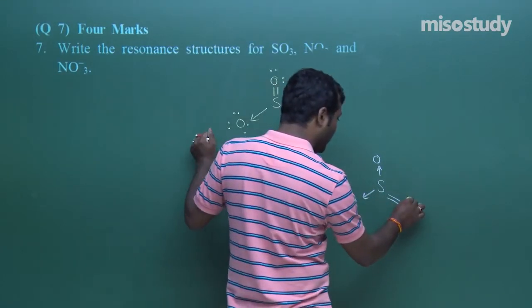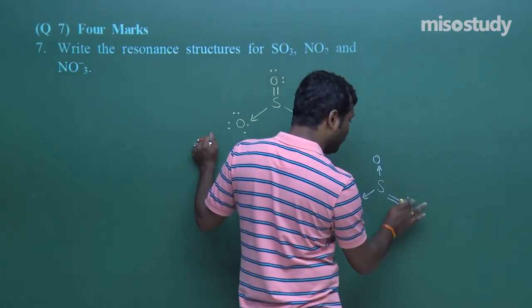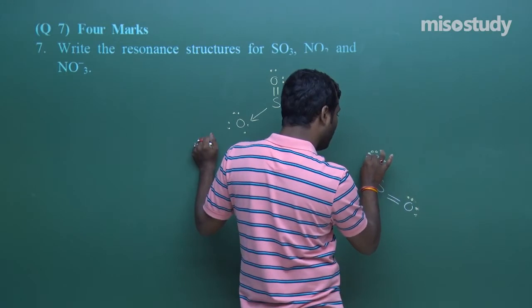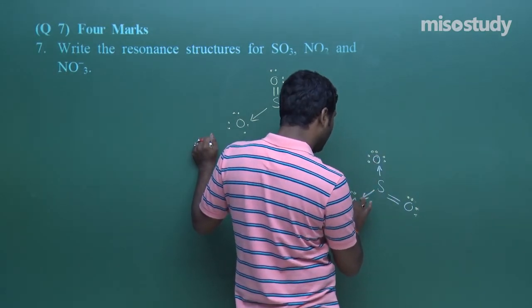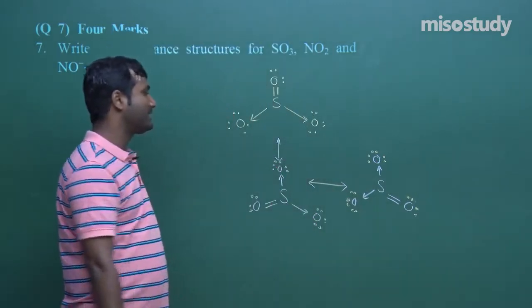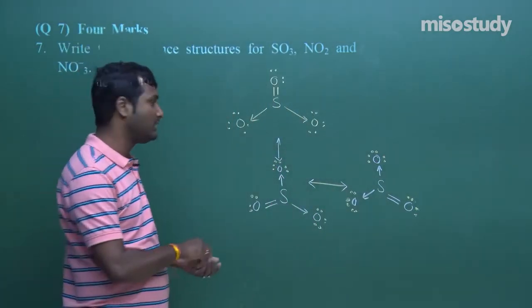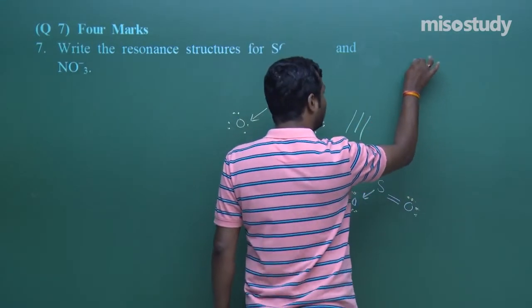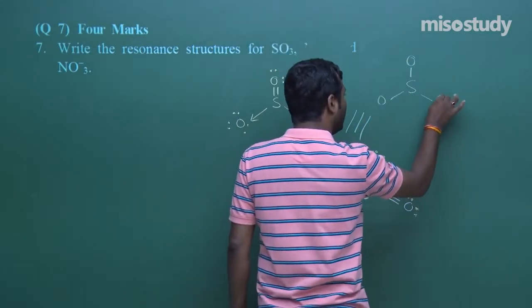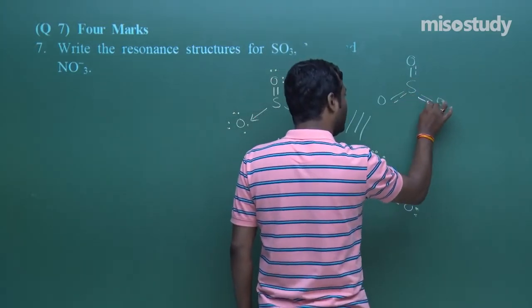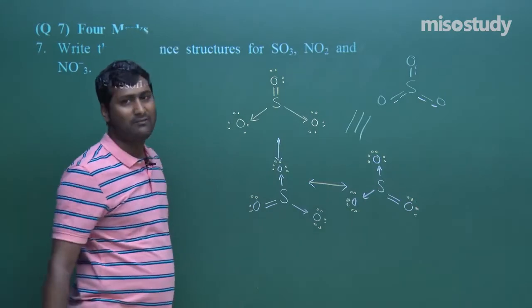Clear to you? Now what will happen? 2 and 2, 4, and 2, 6, my friend. Clear to you? This is the resonating structure of SO3. Finally, what is the resonance hybrid? S with O, O, O, where the double bond moves anywhere. This is the resonance hybrid.